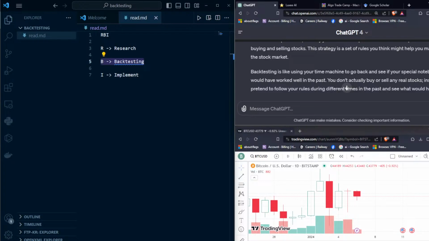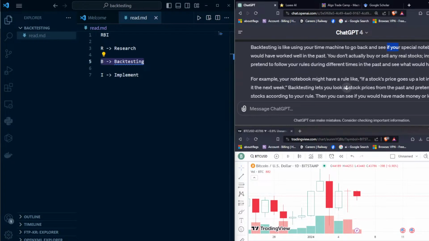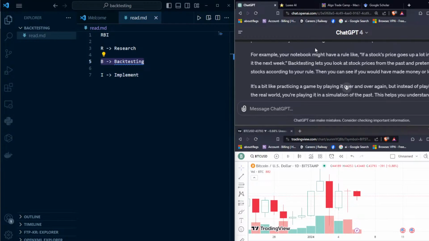Backtesting is like using your time machine to go back and see if your special notebook's rules would have worked in the past. You don't actually buy or sell real stocks. Instead, you pretend to follow your rules during different times in the past and see what would have happened. For example, your notebook might have a rule like, if a stock's price goes up a lot in 1 week, buy it in the next week.